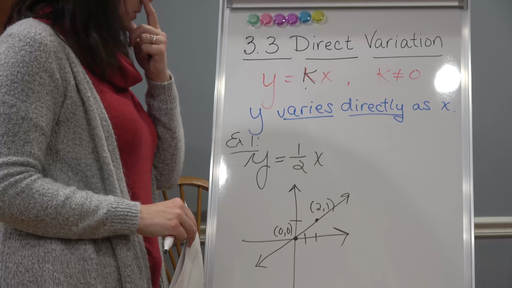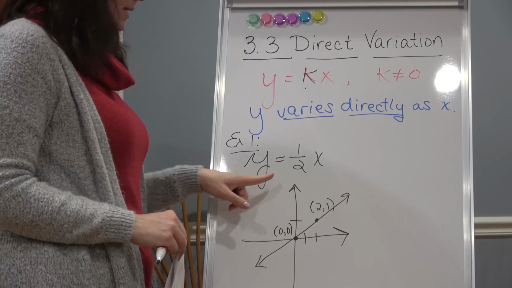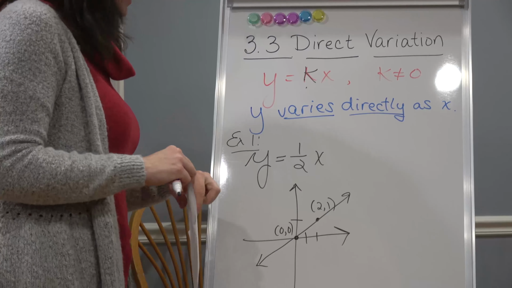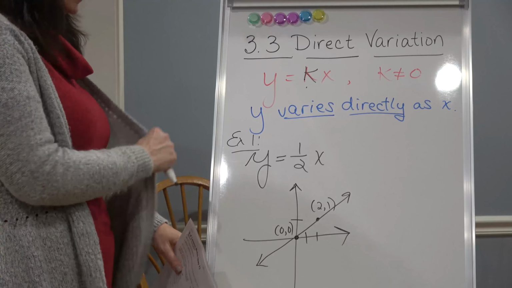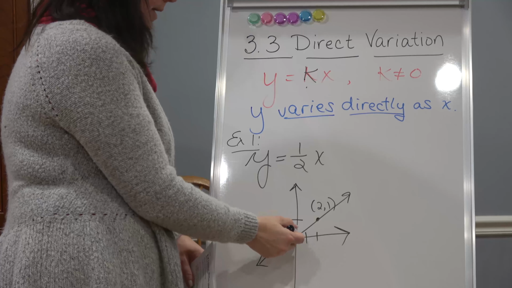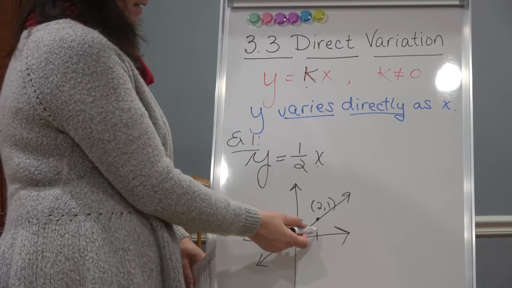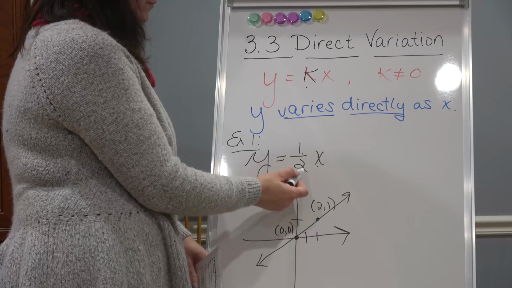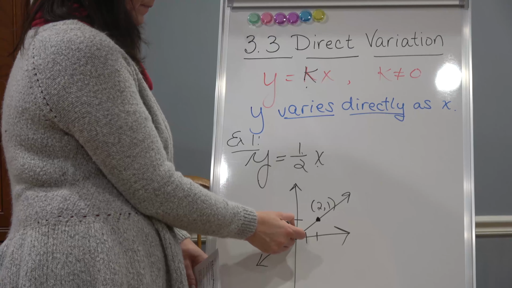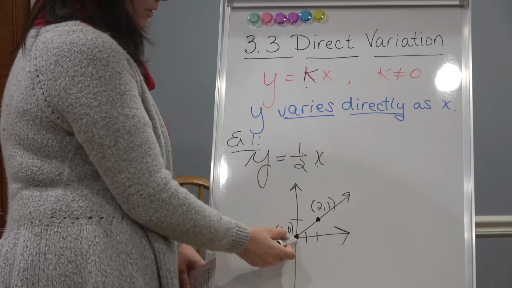Okay, so here's an example of a direct variation equation. Y equals 1/2 x would be an example. And so we could plug in some points and we can make a graph. Okay, if x is 0, y is 0, obviously. And if x is 2, half of 2 is 1. So we only need 2 points to graph our line. And so we've got a line here passing through this point right here.